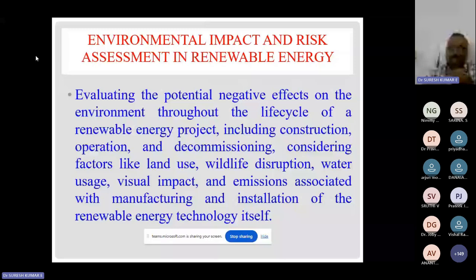Then visual impacts, that is from solar panels as well as wind turbines. Visual impacts may affect our eyes. Then emissions associated with manufacturing: there will be hazardous gas emissions at the time of installation, everywhere. The technology itself causes some impacts. These are the engineering issues to be addressed.